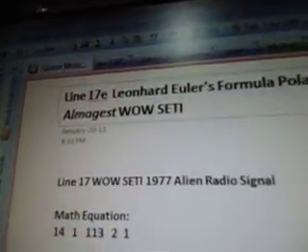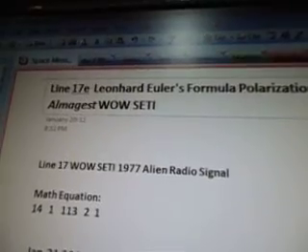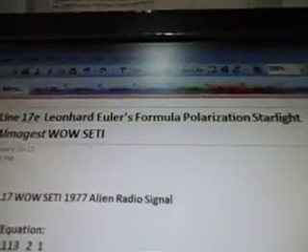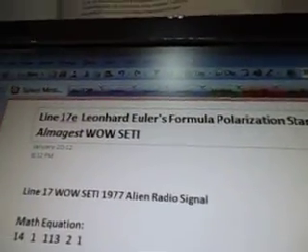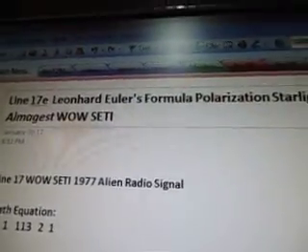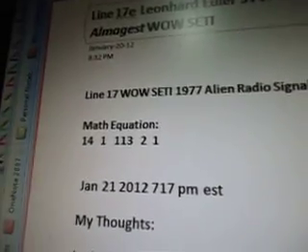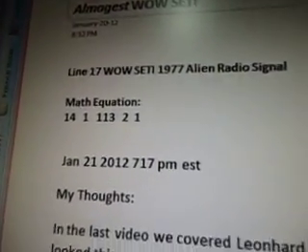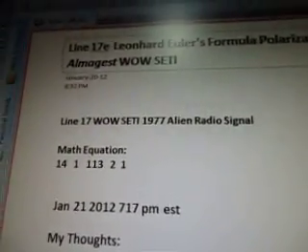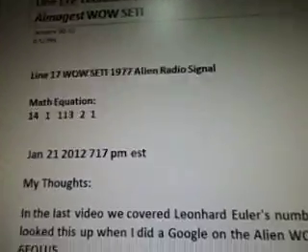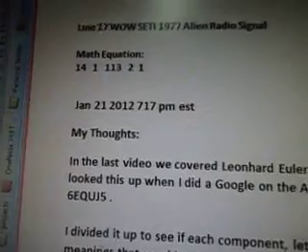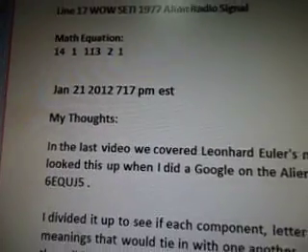17e, line 17e, Leonhard Euler's formula, polarization of starlight, Almagest, WOW SETI, part 83. This is based on the math equation 14.1.113.2.1 found in the WOW SETI signal in 1977. It was an alien radio signal picked up. So January 21st, 2012, 7:17 p.m. Eastern Standard Time, my thoughts.